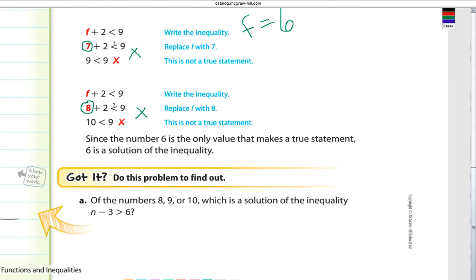So we've got a got it problem here at the bottom to try on your own. It says, of the numbers 8, 9, or 10, which one is a solution of this inequality? N minus 3 is greater than 6. So I want you to take the 8, the 9, and the 10 and replace the n with each of those numbers to see which one will get an answer that's greater than 6. You may pause the video here to take a moment and work that out, and we'll come back together to check the answer.